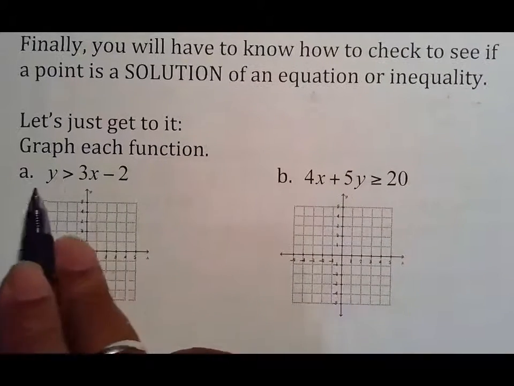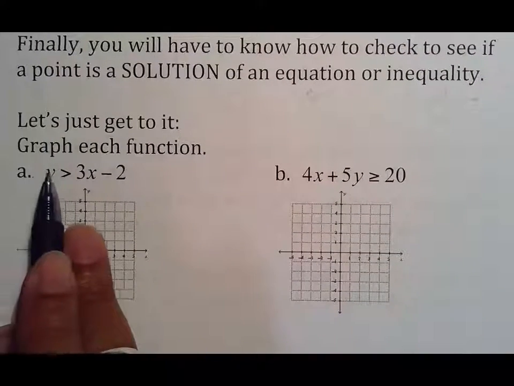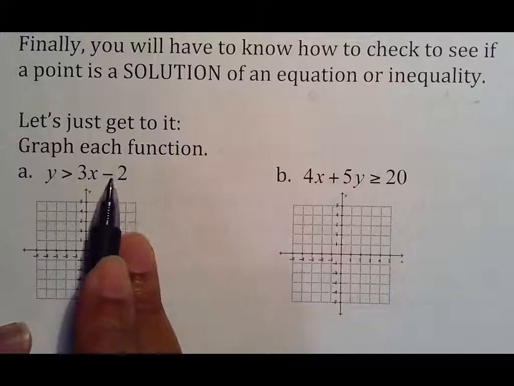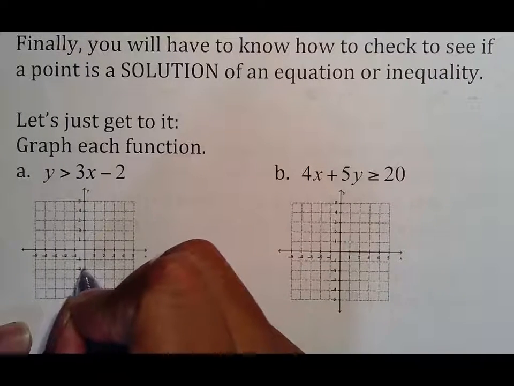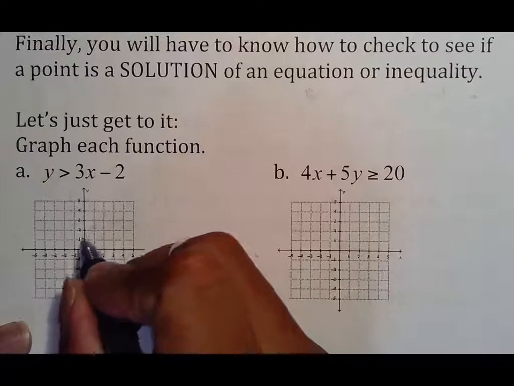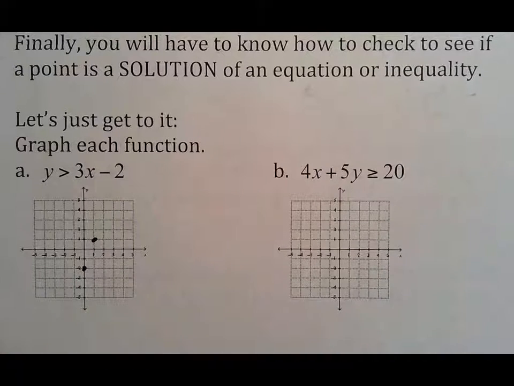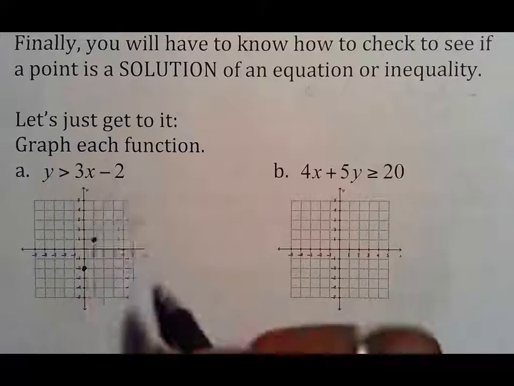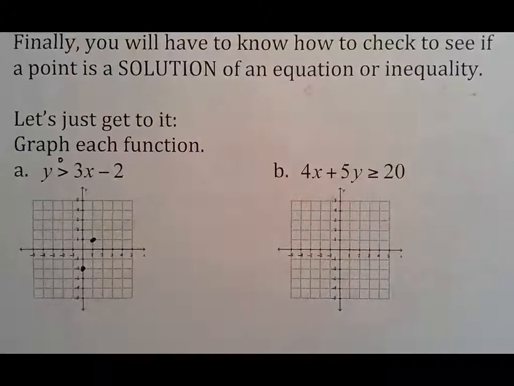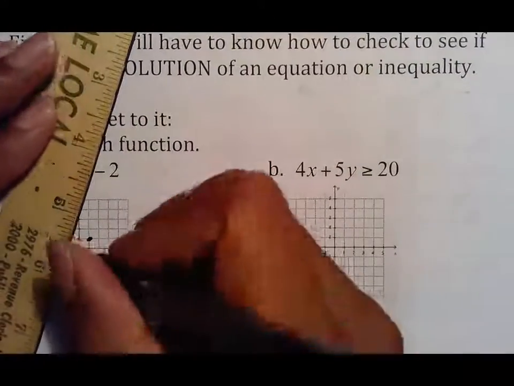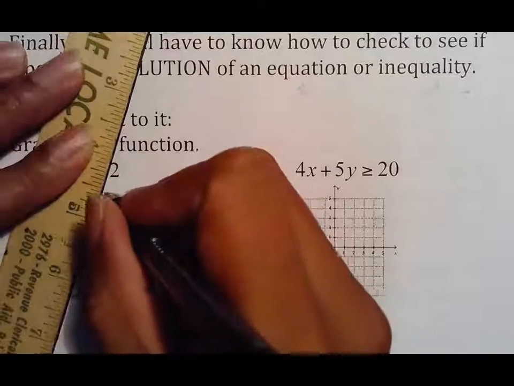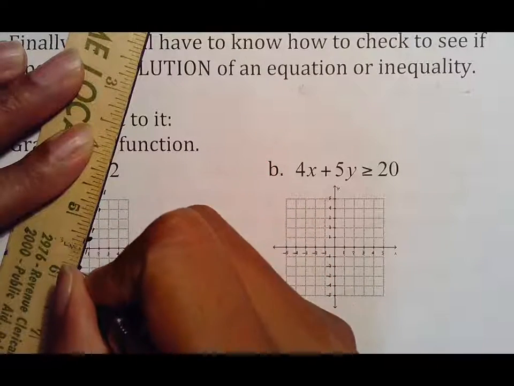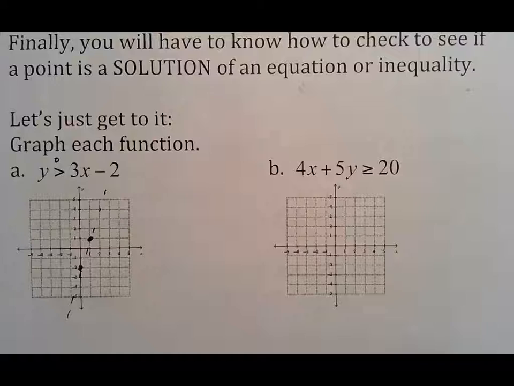When you go to graph y is greater than 3x minus 2, I ignore this symbol until the end and I graph this. Remember, this negative 2 means go down 2. This 3 means go up 3 over 1. And now what I have to do before I draw a line is ask myself, would this be an open or closed circle? From what I know, it would be an open circle, so therefore when you draw your line, make sure you draw what we call an open line. And so it will look like that.